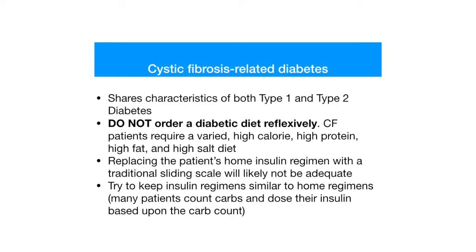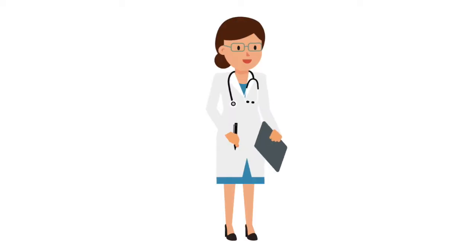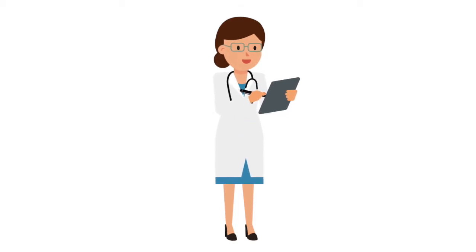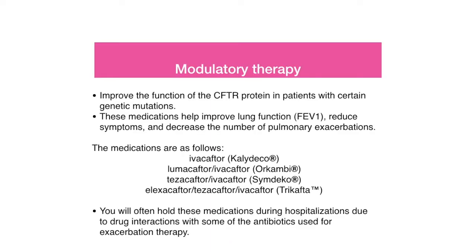Because of the importance of adequate caloric intake and the risk of malnutrition, a traditional diabetic diet is often very limiting. One note about medication reconciliation is that you may see that the patient is on modulator therapy. Modulator therapies enhance the function of a defective CFTR protein in individuals with certain genotypes. They have been shown to improve lung function and reduce symptoms and pulmonary exacerbations. There are 4 drugs currently available when this video is made: Kalydeco, Orkambi, Symdeko, and Trikafta.